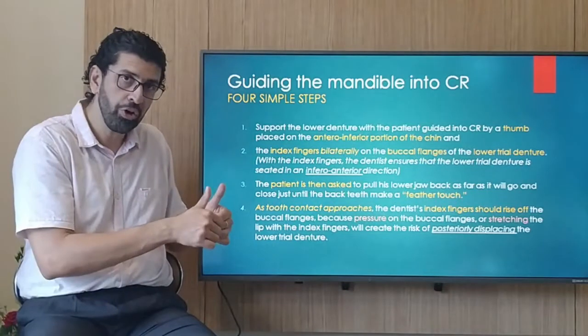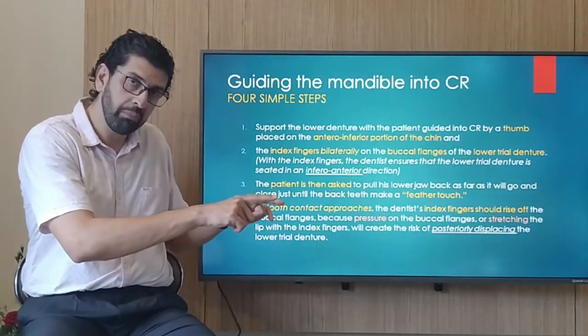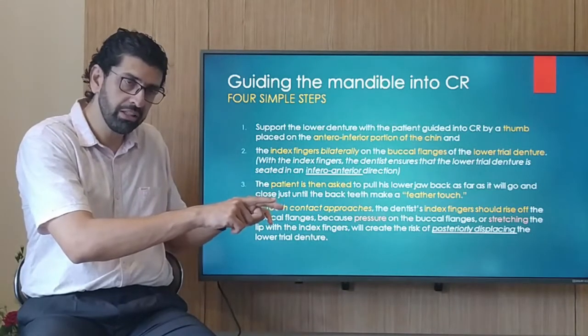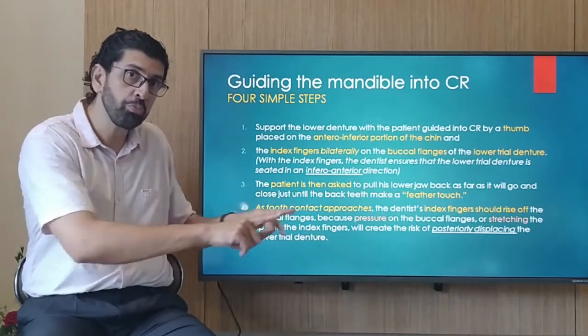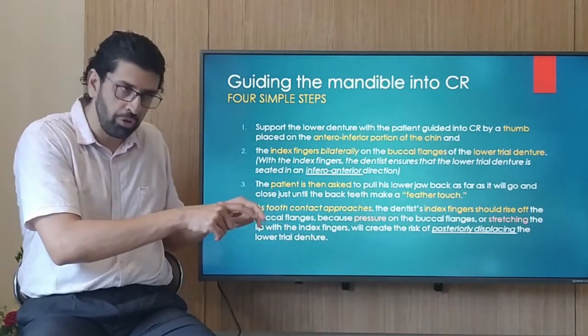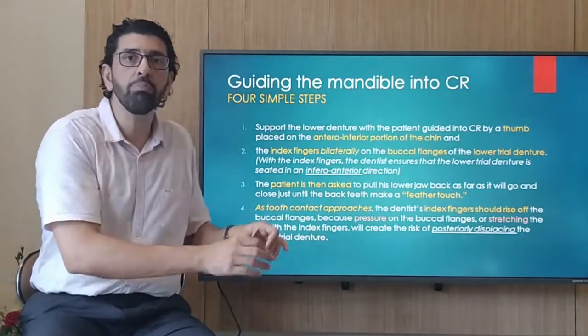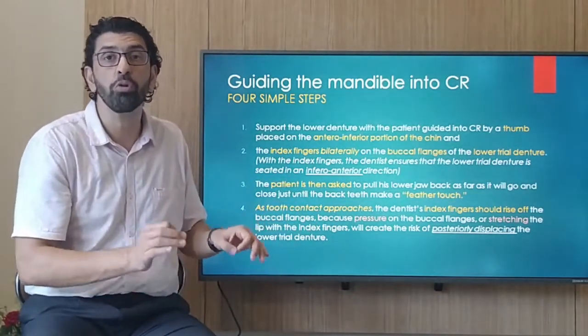Okay, so you've got your finger position, inferior anterior, with your index finger inside the buccal flange of the lower trial denture, keeping the denture from being pushed backward, in an anterior inferior direction. Then ask the patient, now go back and close your mouth gently till you come to a feather touch contact of your back teeth.